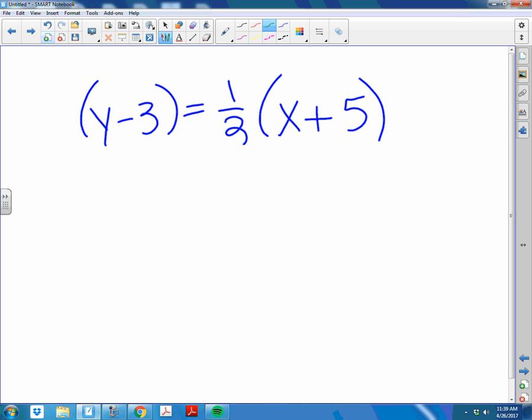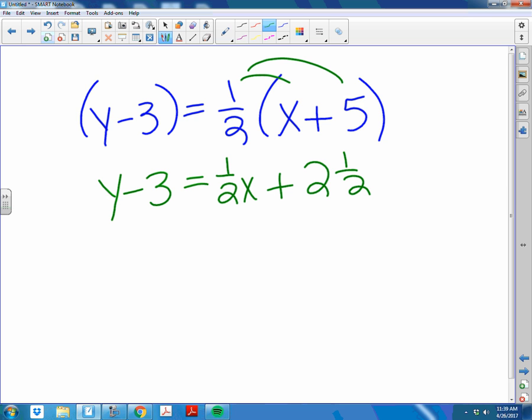What's the word, Bennett? You distribute your half to the two terms inside. Your first goal is always to get rid of parentheses. Now, we can just remove those parentheses and get them out of the way completely. There's no math to be done. 1/2 times x is 1/2 x. 1/2 times positive 5 is plus 2 1/2 or 2.5, right?